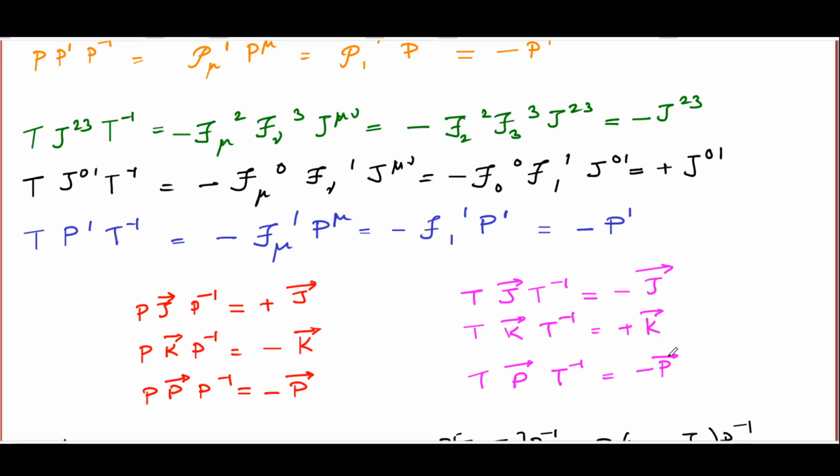Those are for momentum. Momentum, being a real vector, changes sign under parity. That's exactly reflected by our operator equation: capital P, P vector, capital P inverse is minus P vector. And of course, time reversal essentially means running a movie in reverse. So capital T, P vector, T inverse is minus P vector as well.